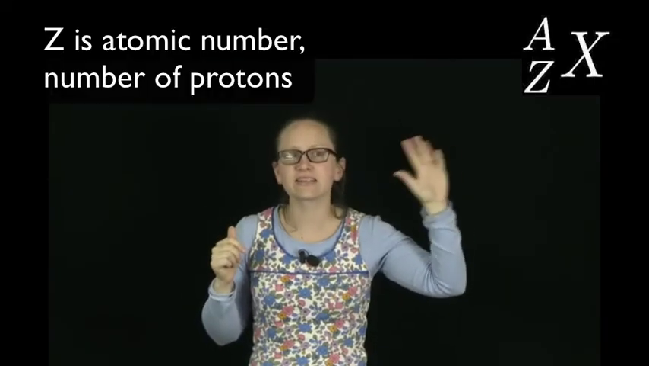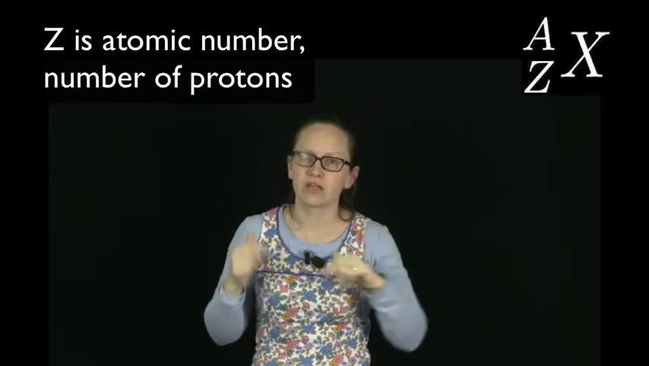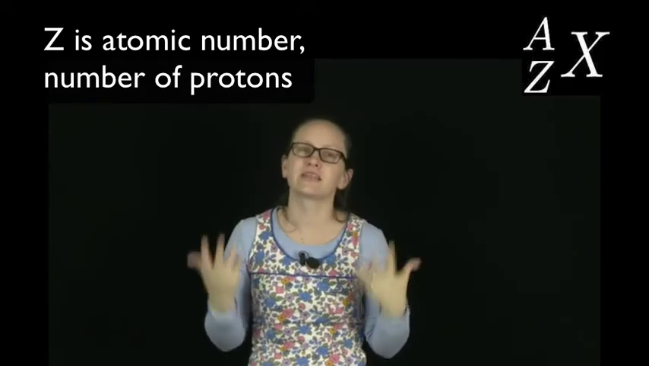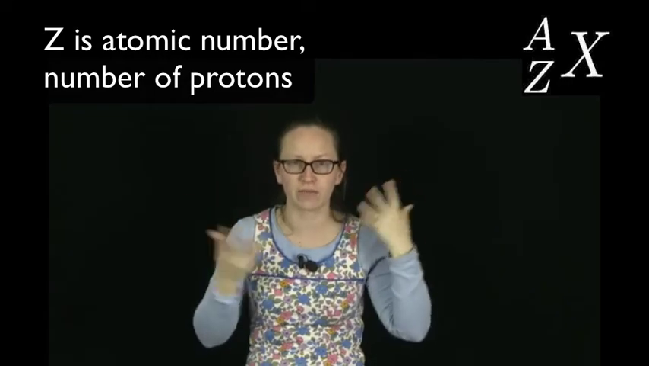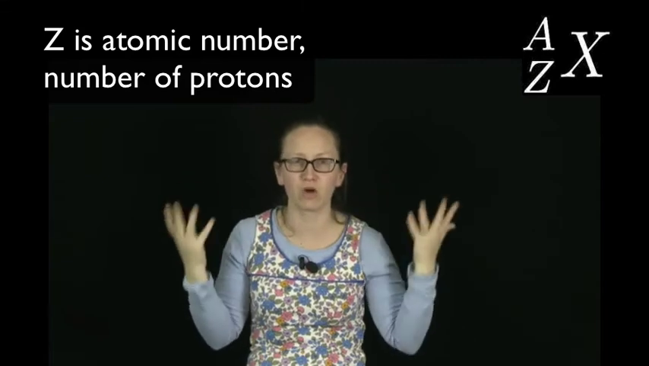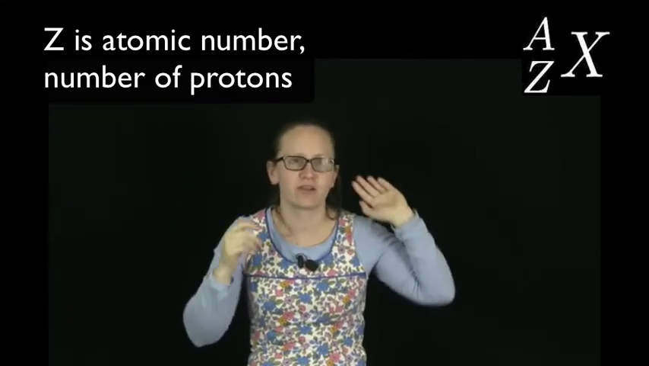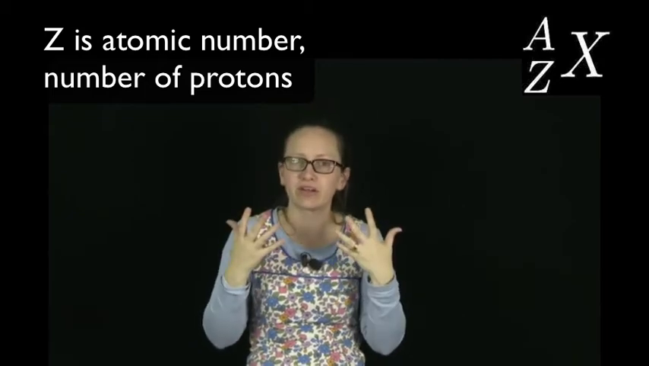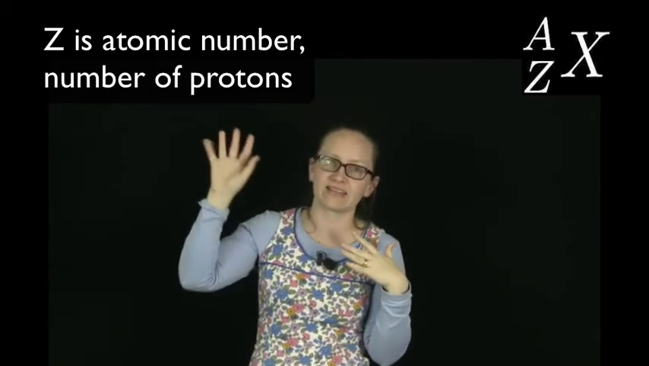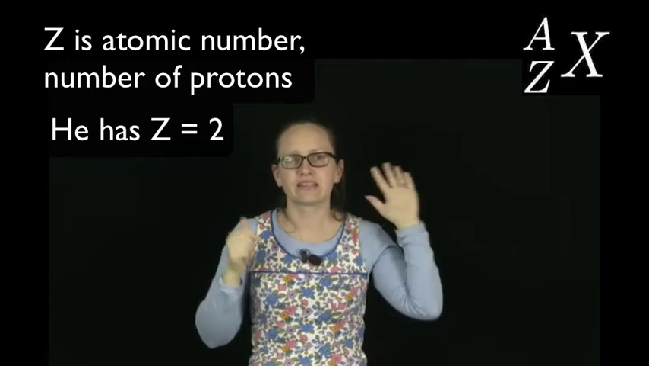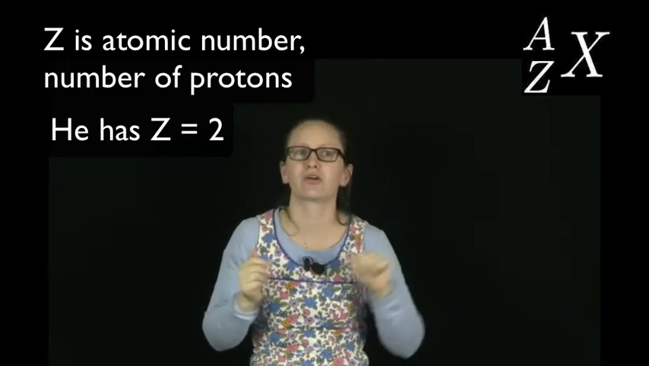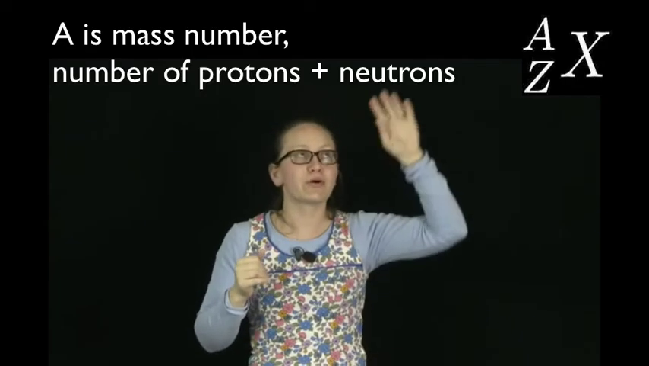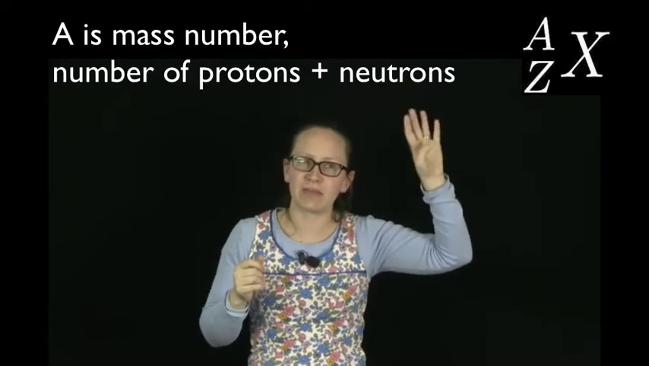The Z here stands for the atomic number. So the atomic number is the number of protons, which determines all the chemistry and what element we actually have. So if you know what Z is, then you can look up in the periodic table and work out what X is. So for helium, Z is equal to 2. It's got 2 protons. Now the symbol here, A, stands for the mass number.